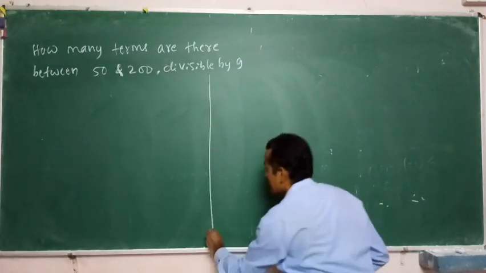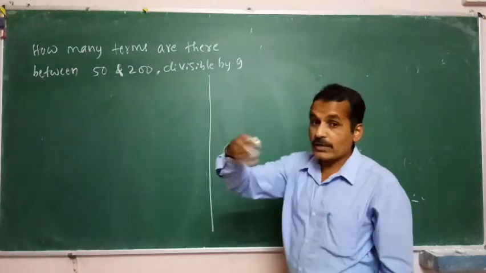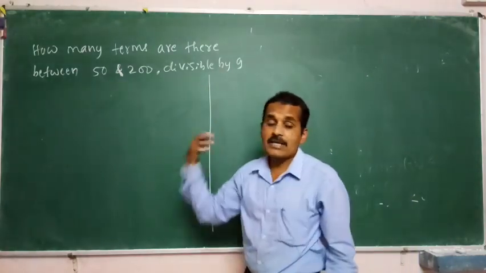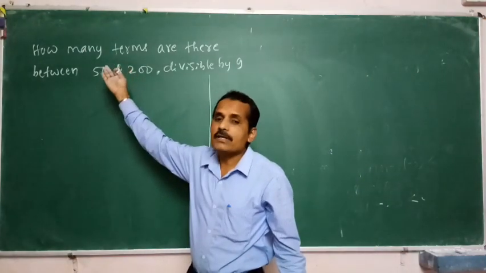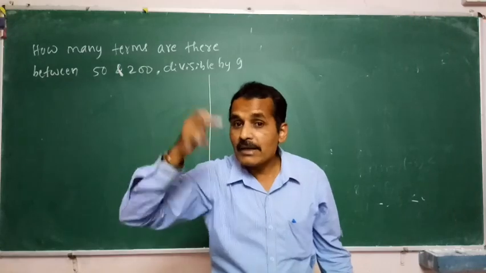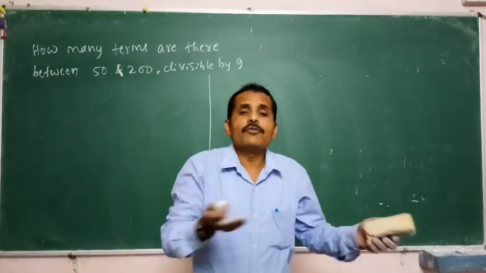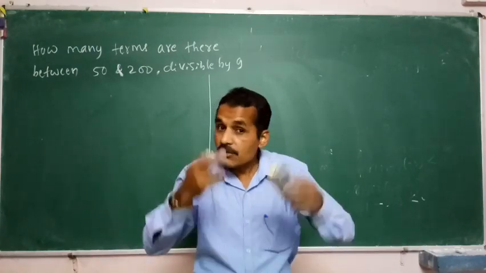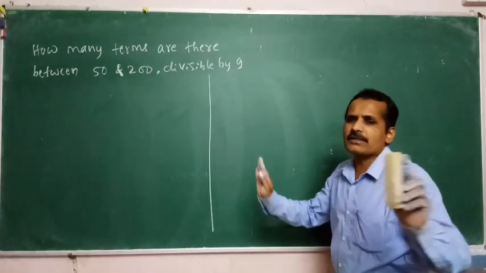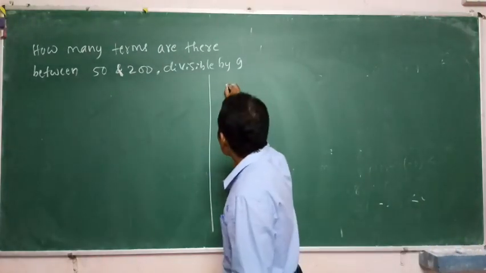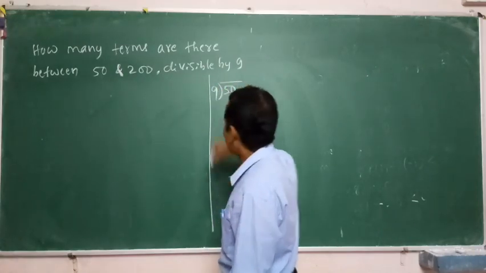See, orally, those who can multiply the tables: 9 fives are 45, 9 sixes are 54. Means after 50, 54 will come. But why am I telling you the method? Suppose in the examination they ask you the number between 250 to 500. Then it is difficult for you to take the tables. So I am telling you the method. With this method you can find it very easily. What I will do is take the lowest number 50 and divide it by 9. See the method?